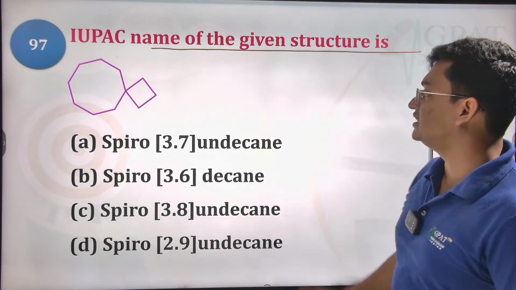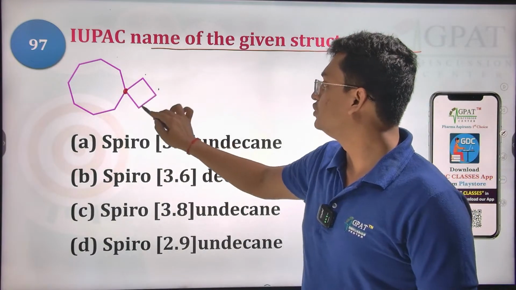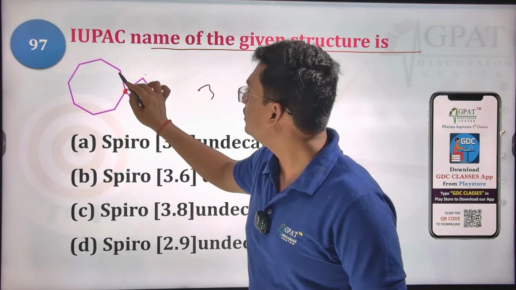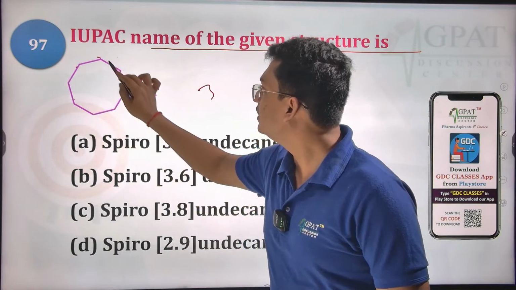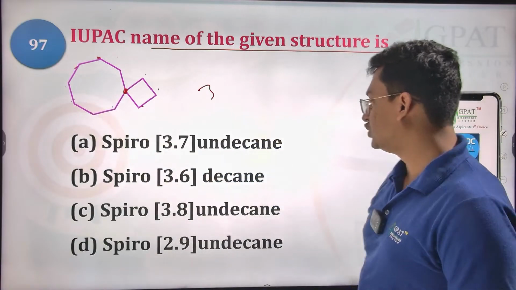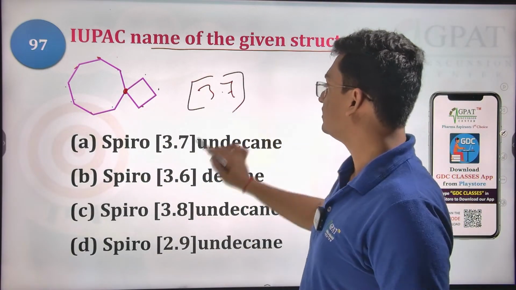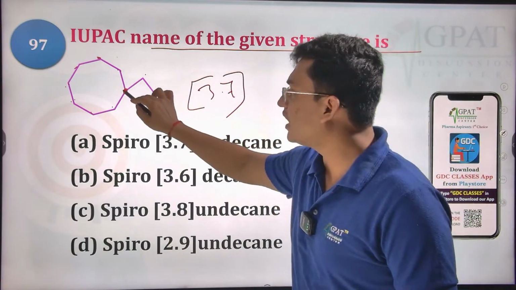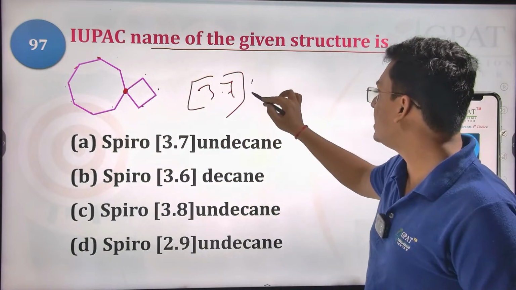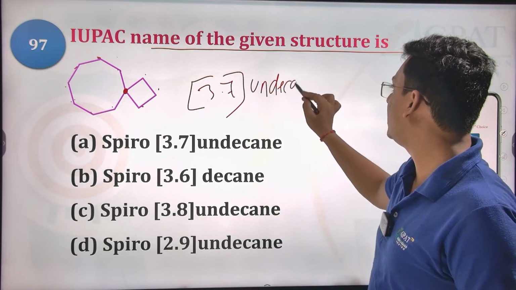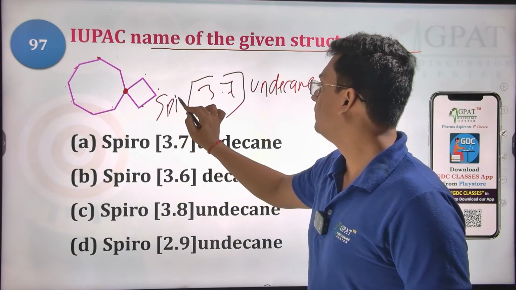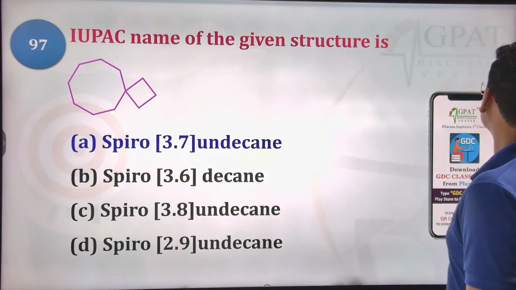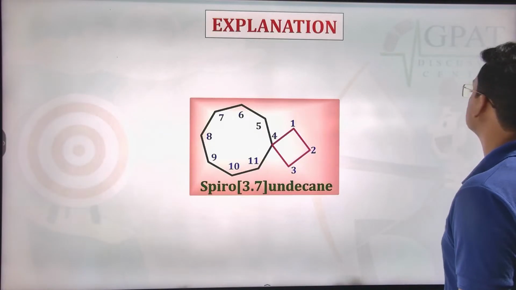The IUPAC name of the given structure is spiro. Counting 1, 2, 3, 4, 5, 6, 7, 8, we get 3 and 7, and there is one spiro carbon that is not counted. So it is spiro 3,7 undecane. The other options are not at all possible. Spiro 3,7 undecane is the right answer for this question.